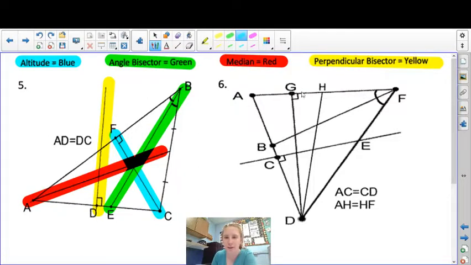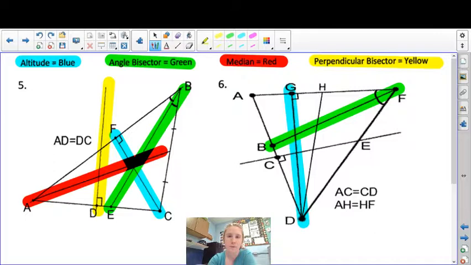Altitude has to create a right angle, so it's either G or C, but it has to come from a vertex. So it has to be this one. Angle bisector cuts an angle in half. Median has to cut a side in half. So it has to be this one because it has to come from an angle. And then my bisector cuts my side in half from one side to another side.